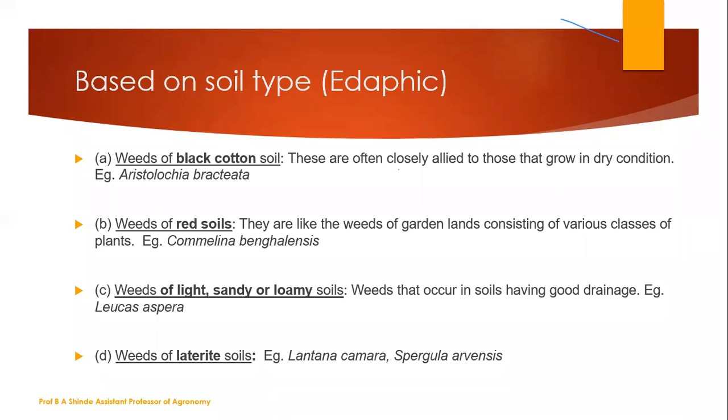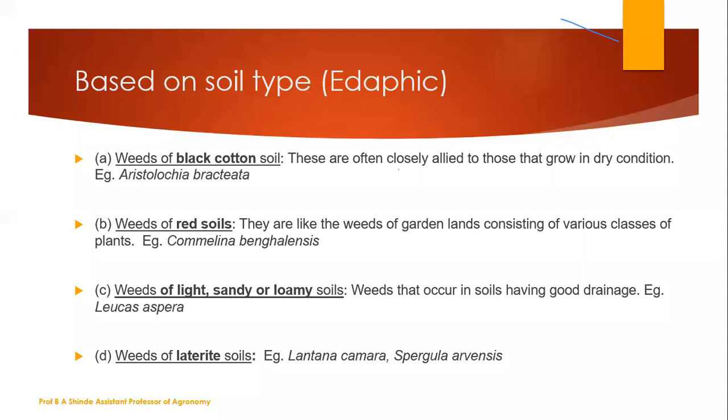And the weeds of light, sandy, or loamy soil are the weeds that occur in soils having good drainage conditions, where Achyranthes aspera is an example of the weeds observed in those areas. Then the weeds of the lateritic soil are Lantana camara and Spergula arvensis. Okay, the lateritic soils have the highest percentage of iron oxides. Because of that, such a reddish color of the soil is observed.